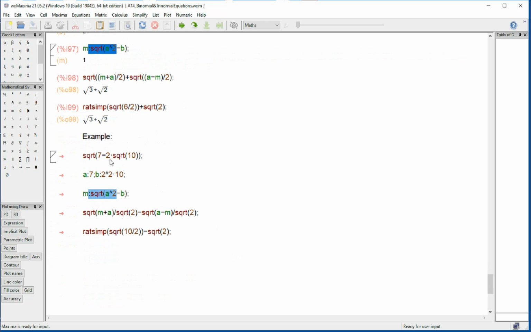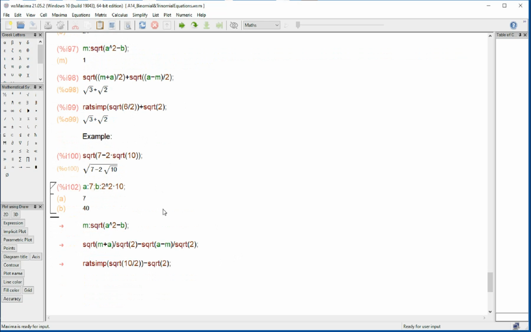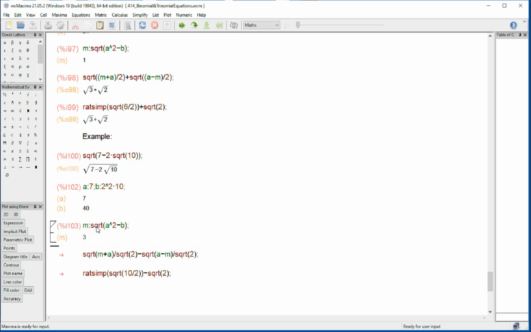Here's another example. In order to get these 2 inside the square root, we have to multiply by the square. And so a is equal to 7 and b equal to 40. M turns out to be equal to 3, which is a perfect square. And so the result is the square root of 10 over 2. Now I want to simplify this. I just write simplify, and I get square root of 5 minus square root of 2.